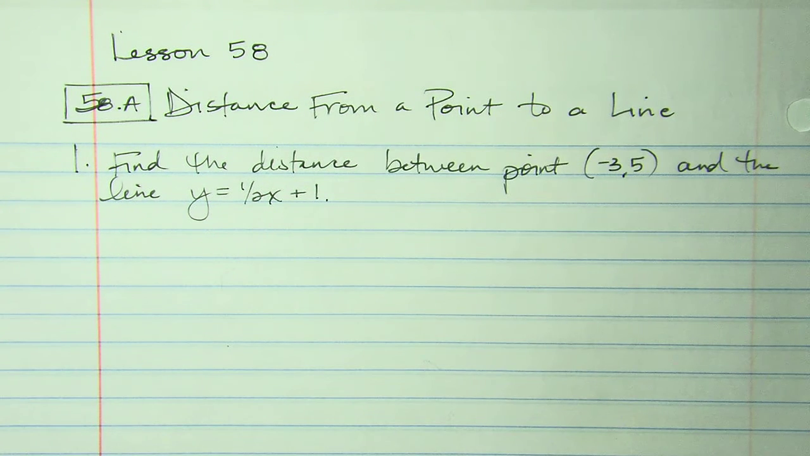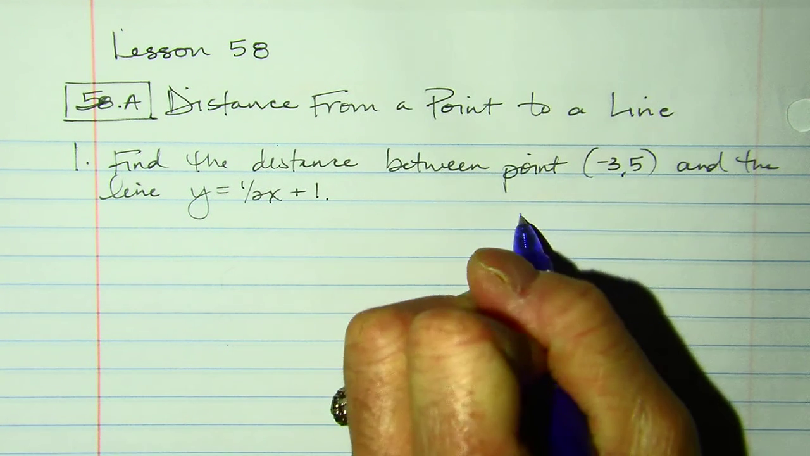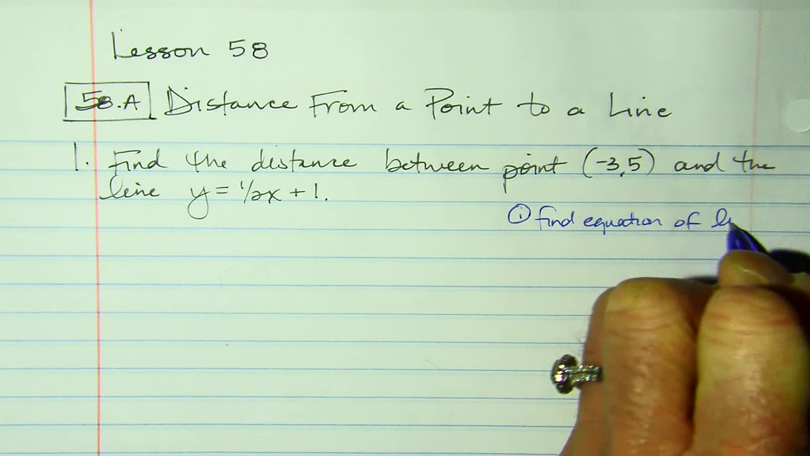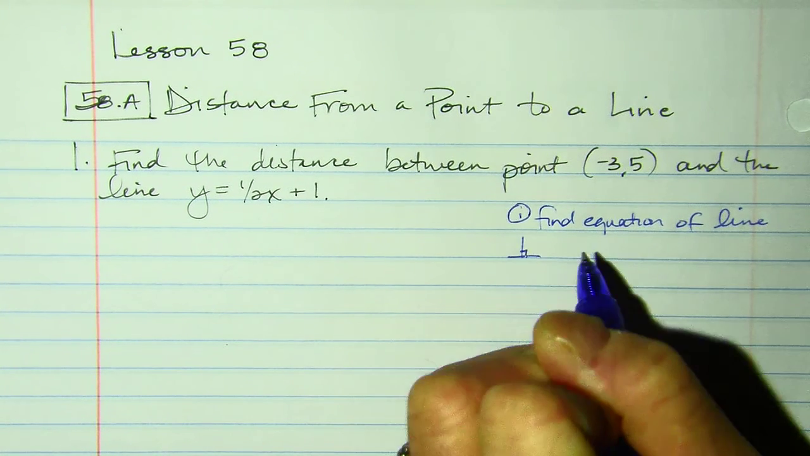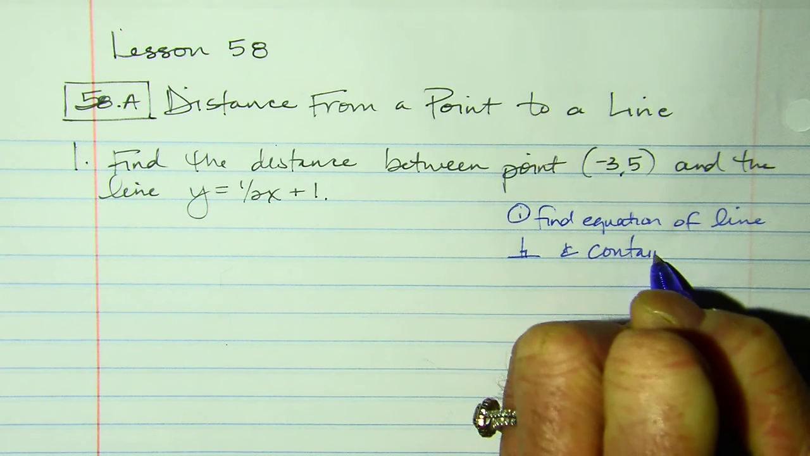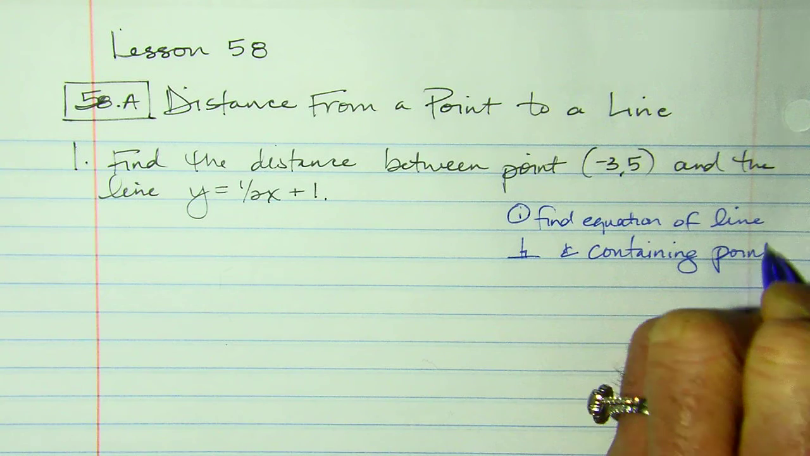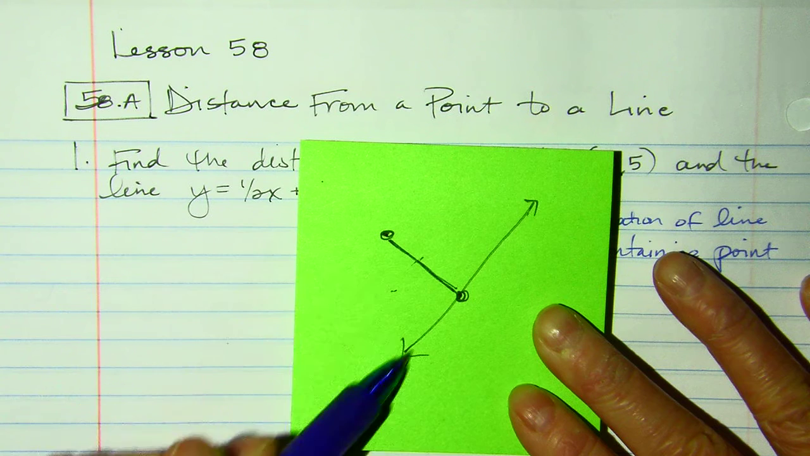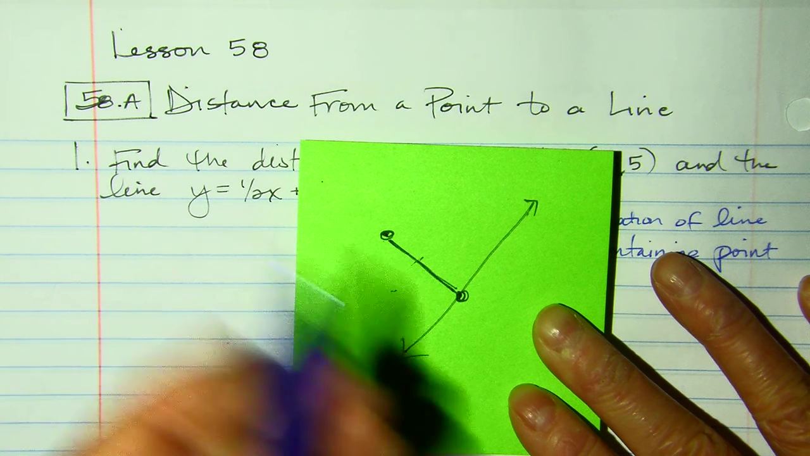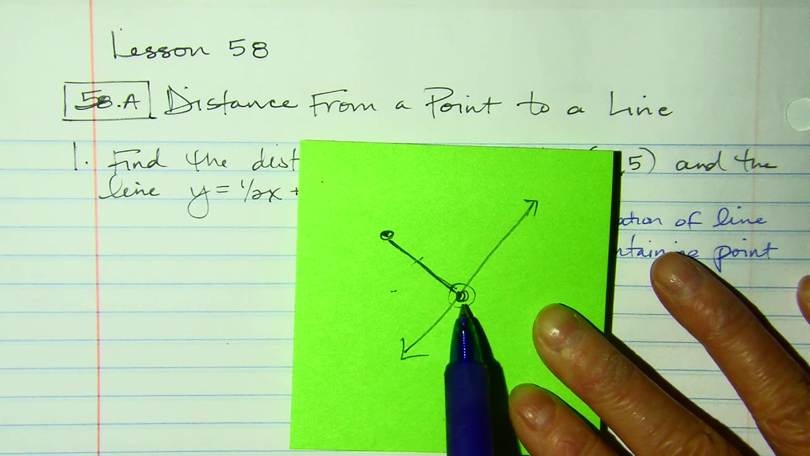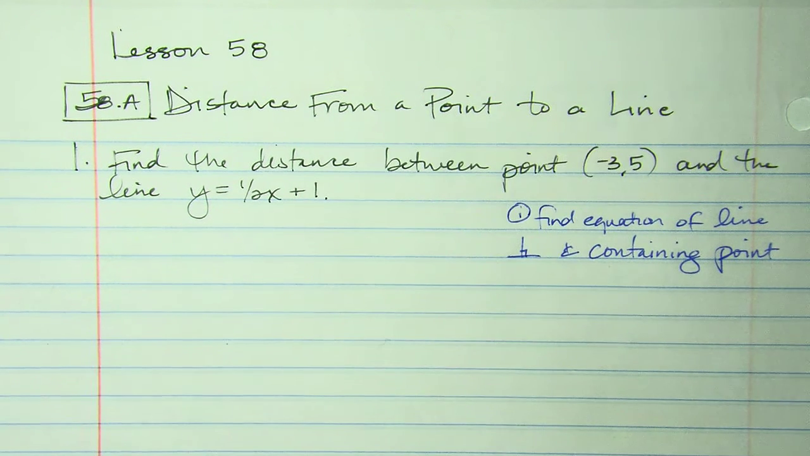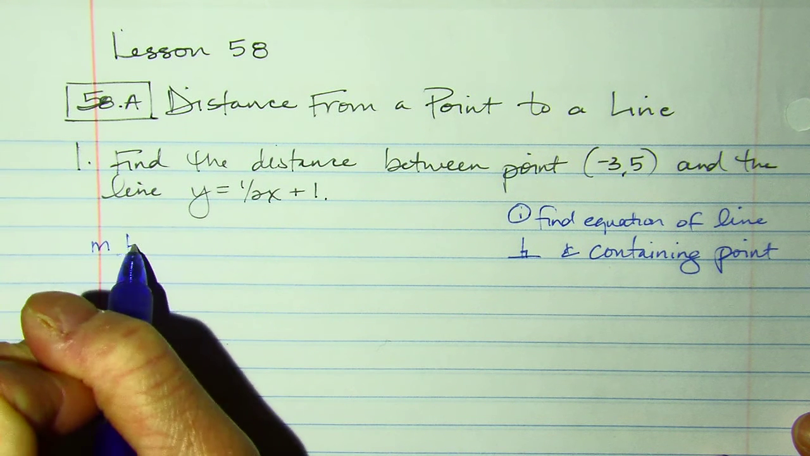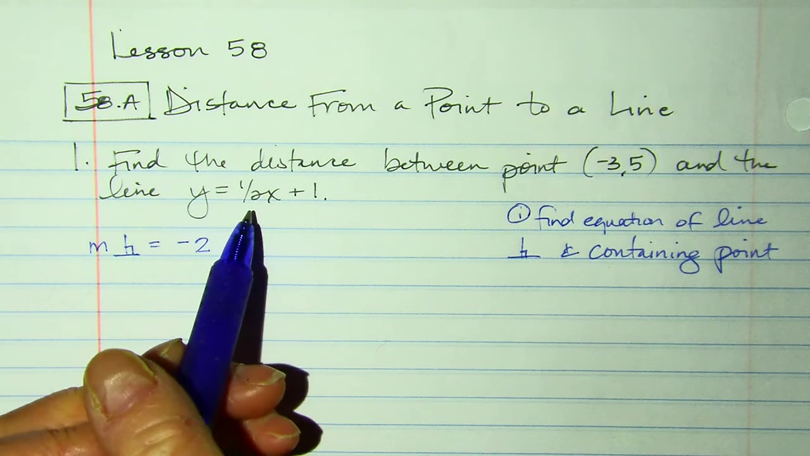So here are our steps. The first thing I'm going to do is find the equation of the line perpendicular and containing our point. So I'm going to find this equation that is perpendicular to the equation they gave me but contains my point. And then I will find where these two intersect, and then I can find the distance. If this is my line, then the slope perpendicular to it would be -2. It would be the negative reciprocal.